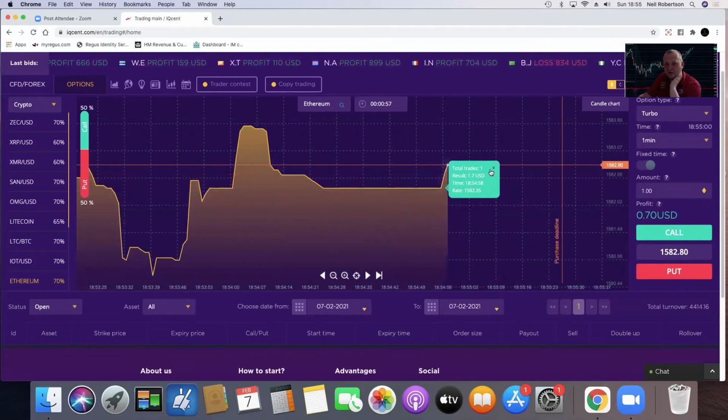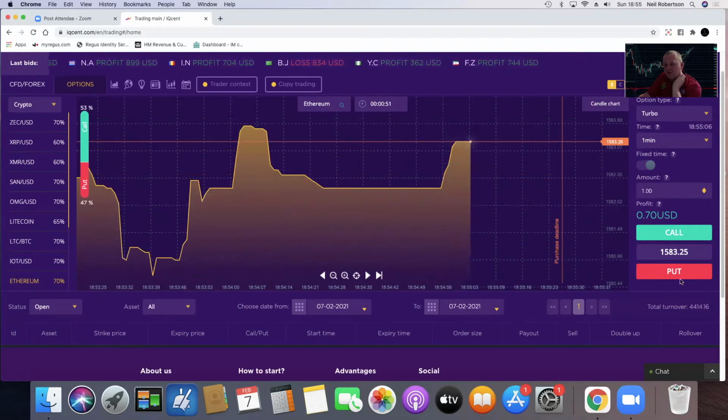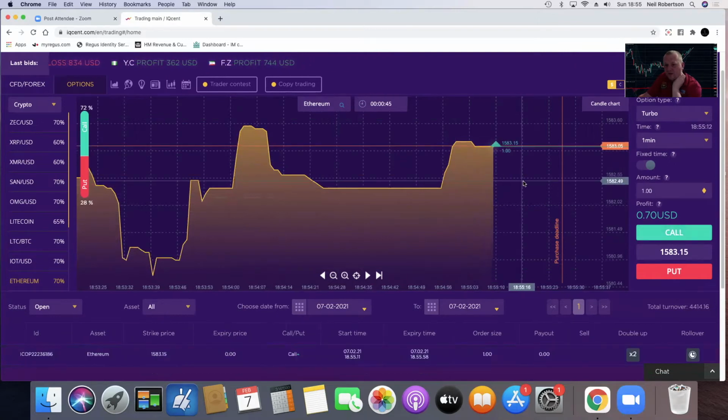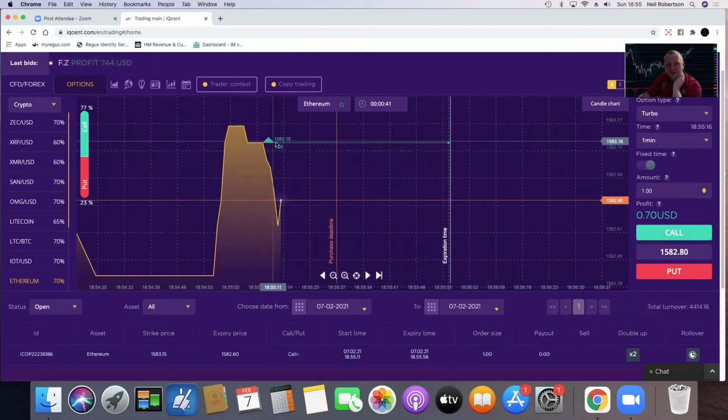So there we go, we won that trade, we won £1.70. So we effectively got 70 pence for our pound. That was for a put, that was below the line. A call is for above the line. Basically, you would want price to go above the line.